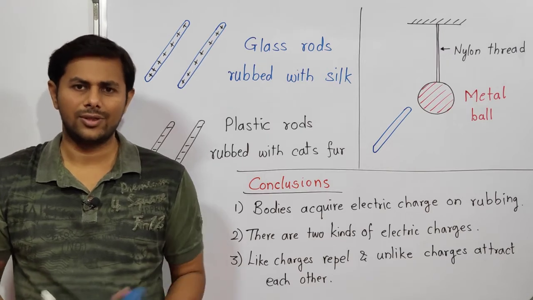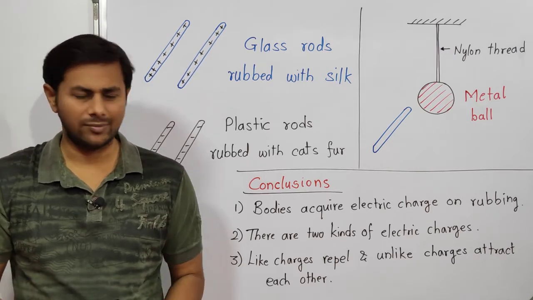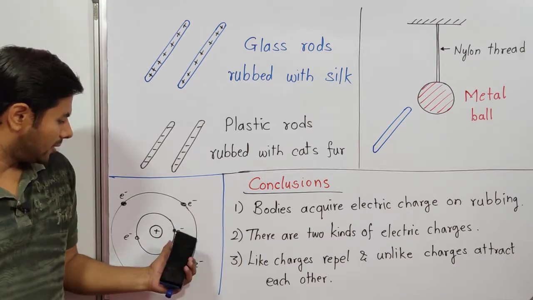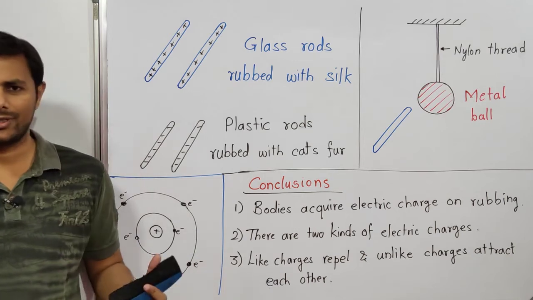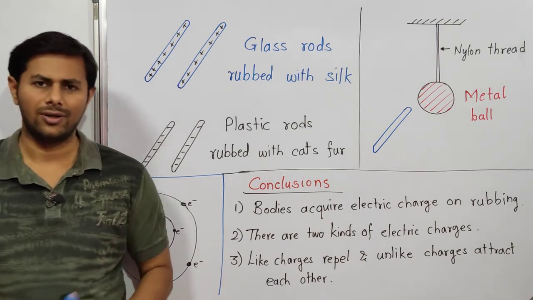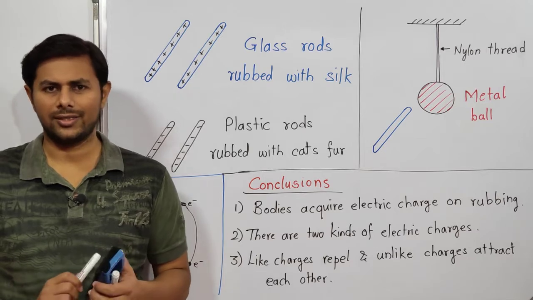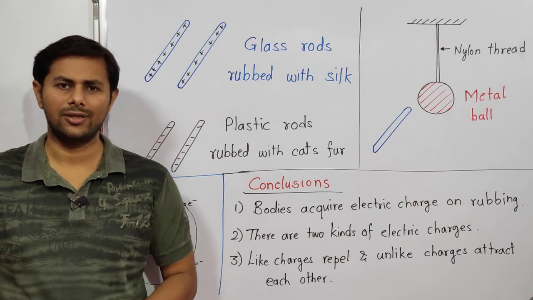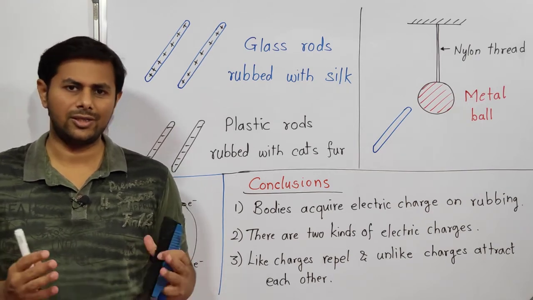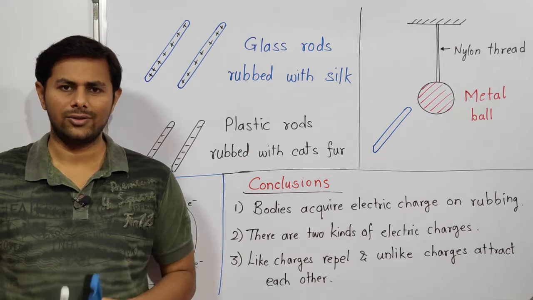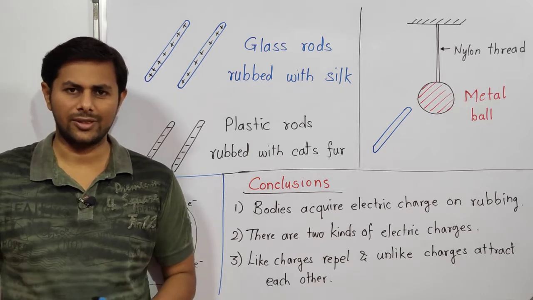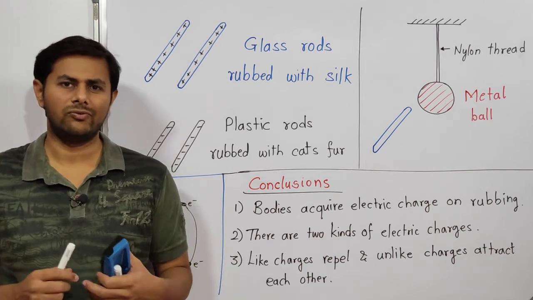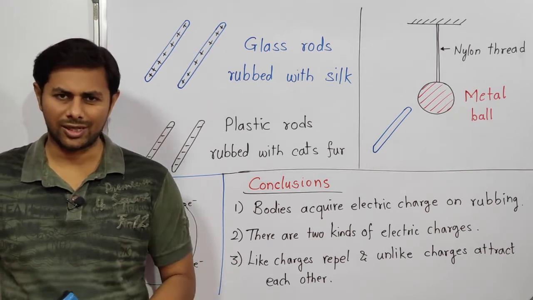Nowadays we know that everything is made up of atoms, and atoms have a positively charged nucleus and negatively charged electrons surrounding the nucleus. Now when we rub one body against another body, some substances have a tendency to lose electrons and some substances have a tendency to gain electrons. So the substance which gains electrons, which are negatively charged, becomes negatively charged, and the substance which loses electrons becomes positively charged.